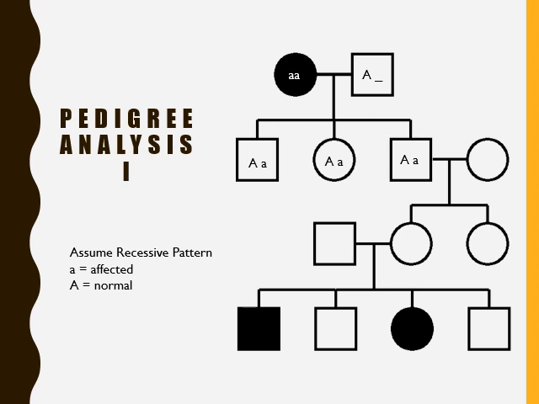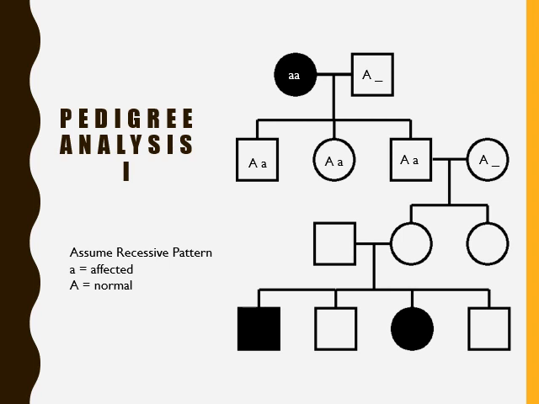They're carrying it, but they are not showing it. They mate with somebody who's normal. We don't know what their alleles are. We just know they're normal. All right, they have 2 kids. Their 2 kids definitely have a big A. We know that for sure.